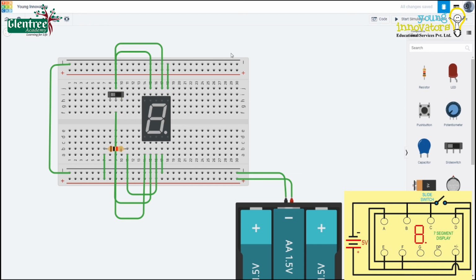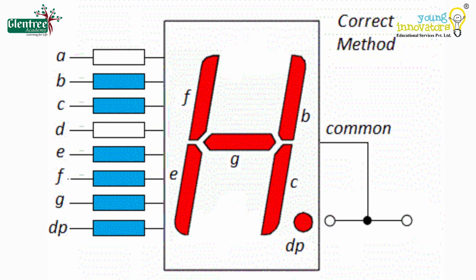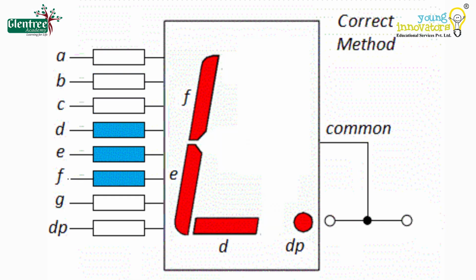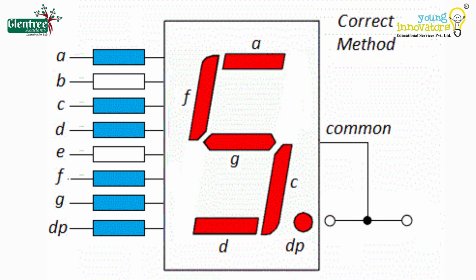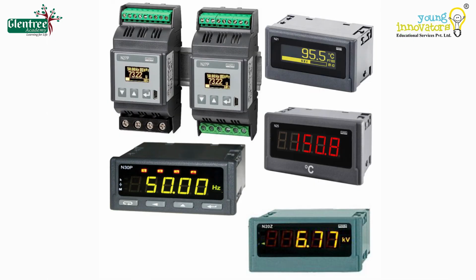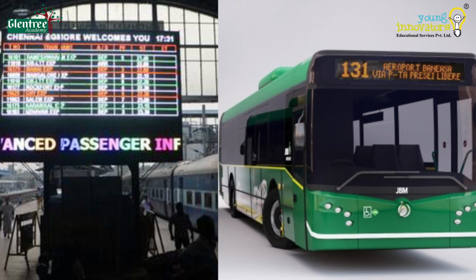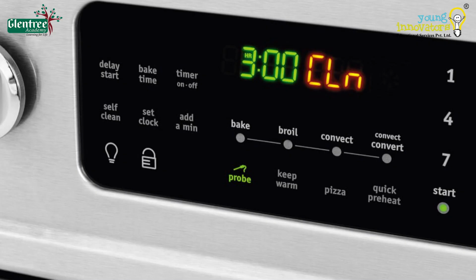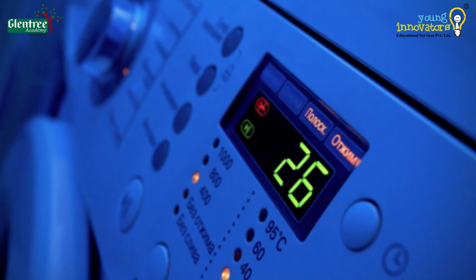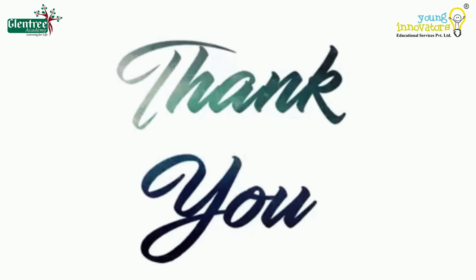This was one example of the combination of the switches and 7-segment display. We have many other examples where we can display alphabets and numbers in the same way. We can see 7-segment displays in our everyday life in products like digital meters, clocks, display boards in trains and buses, etc. For example, the timers that we see in ovens, washing machines or any digital appliances at our homes have a 7-segment display.